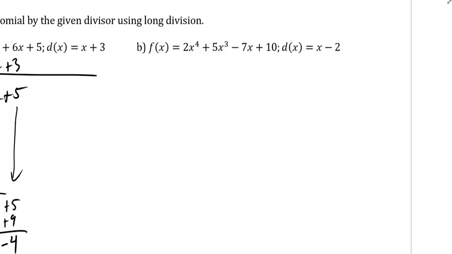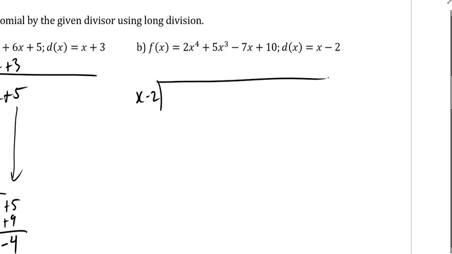Be a little bit careful of this one. So we're going to set it up. X minus 2, into 2x to the 4th. So this is a degree 4 polynomial. Plus 5x cubed, minus 7x. There's no x squared term. But we need an x squared term. You don't just skip it just because it's not there. The division process requires it. And that's true of numbers as well.